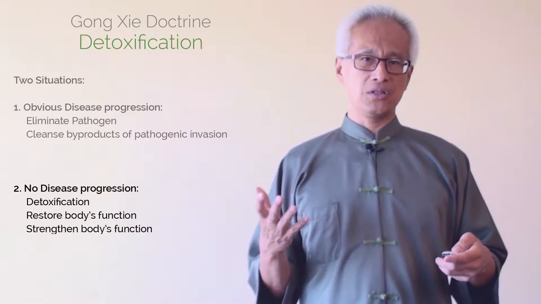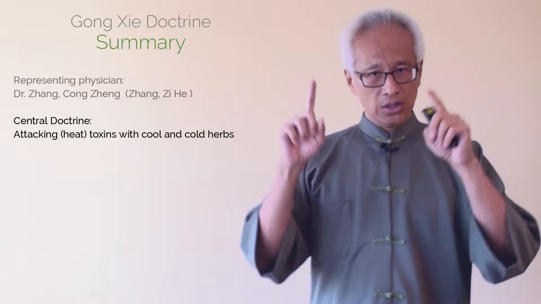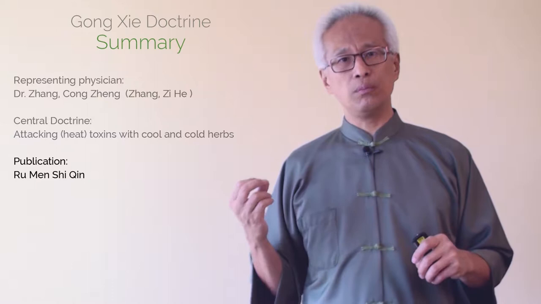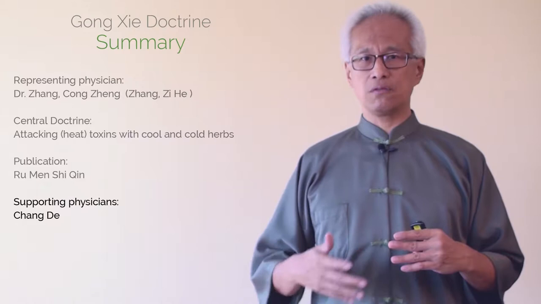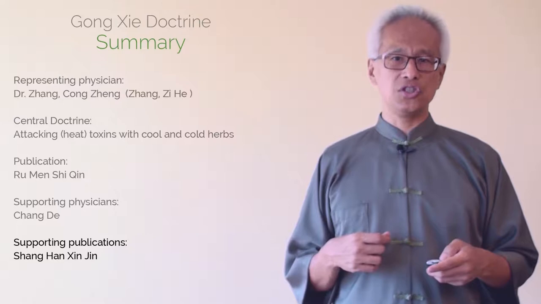So, in summary, the Gongxie doctrine was initiated by this doctor, Zhang Congzheng, or sometimes we name him Zhang Zihe, whom we'll talk about a little more. Again, the central theme of the doctrine is to attack heat toxins with cool and cold herbs and methodologies. His famous publication is Ru Men Shi Qin. His supporting physician in this doctrine is none other than his student, Cang De. The supporting publication, written by Cang De, is called Shang Han Xin Jin.